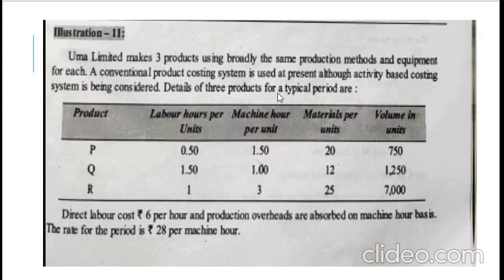Details of the three products for a typical period are: products P, Q, R, labor hours per unit are 0.50, 1.50 and 1 hour; machine hours per unit are 1.50, 1 and 3. Material per unit is 20, 12, 25. Volume in units is 750, 1250 and 7000. Direct labor cost is rupees 6 per hour, and production overheads are absorbed on a machine hour basis. The rate for the period is rupees 28 per machine hour.